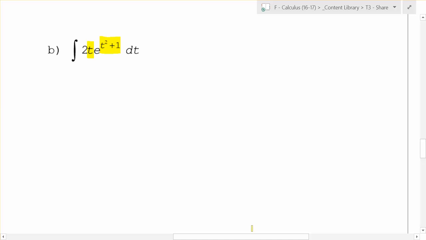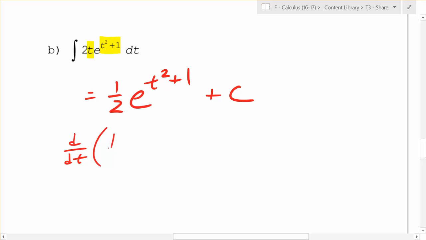Let's take a look at what you put down, David. You think the answer is, what was it? 1/2 e to the t squared plus 1. How would you test to see if this is right? No factoring. How do you test it? You take the derivative, right? So let's take the derivative of this.